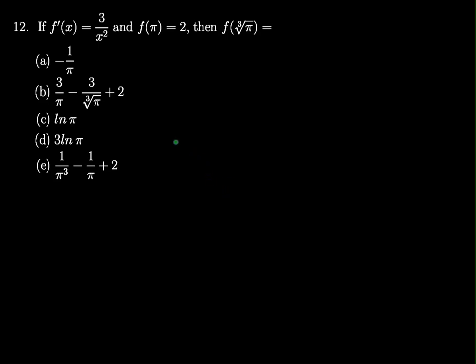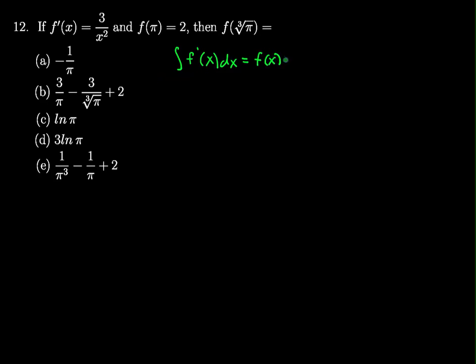Okay, problem 12. If f prime of x equals 3 divided by x squared, and f of pi is 2, then f of the cubed root of pi equals one of these. And we know right here, if we have f prime of x, and we want to get back to the function f, we can go from f prime to f by taking the antiderivative. Since f prime is the derivative of f, we'll take the antiderivative with respect to x, and we should get back to f of x.